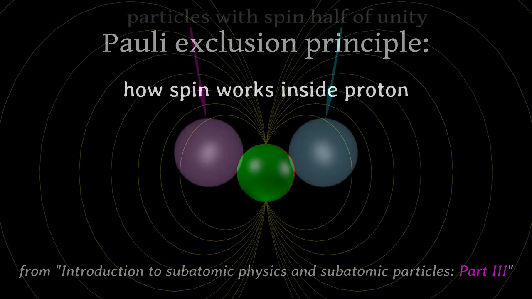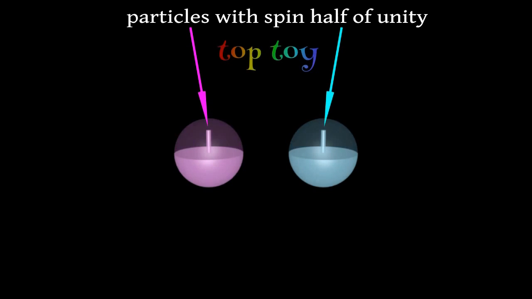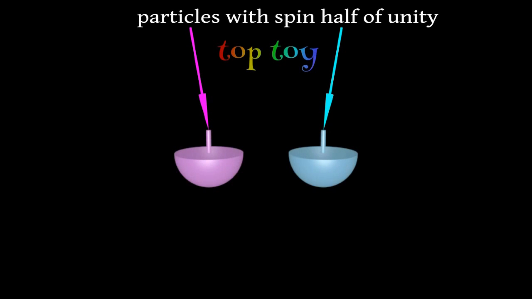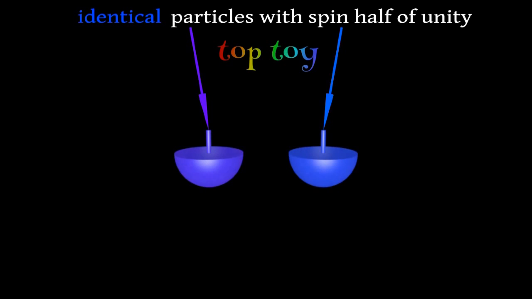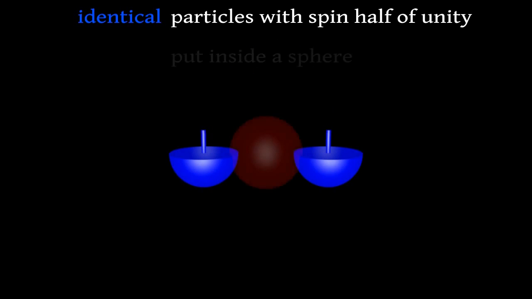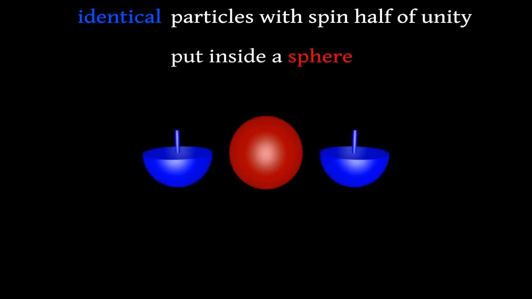We have two particles with the spin half of unity, which we can imagine as a top toy in the form of a half sphere. Suppose these two particles are identical, that is, they have the same internal properties or quantum numbers. We want to put them in the same place, for example, inside the sphere.